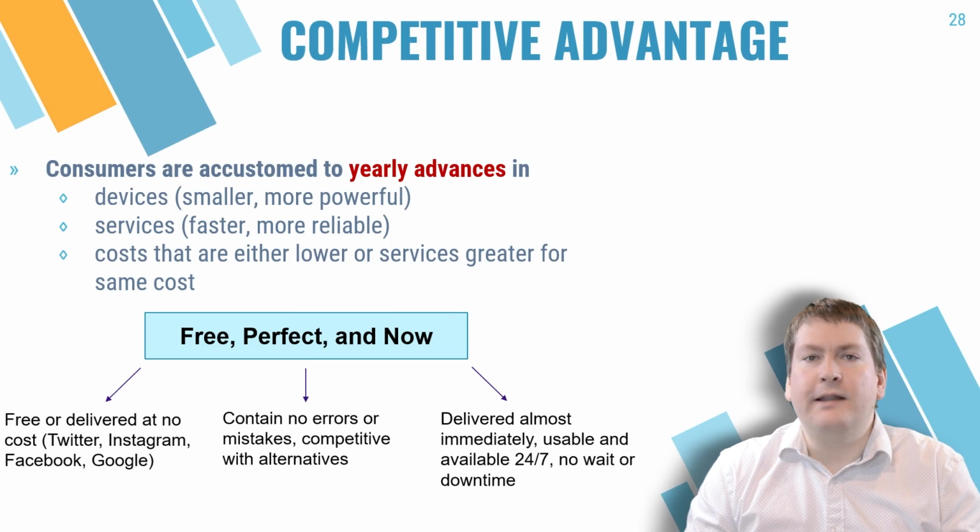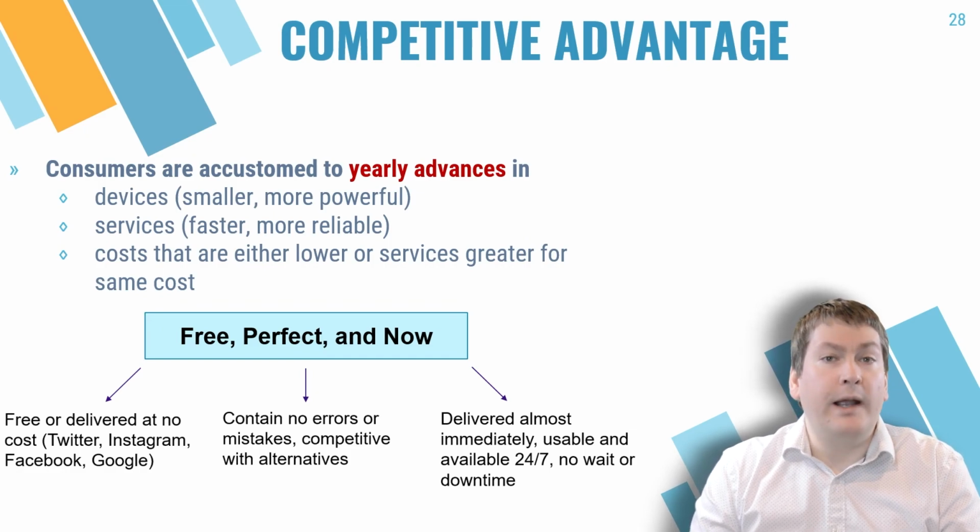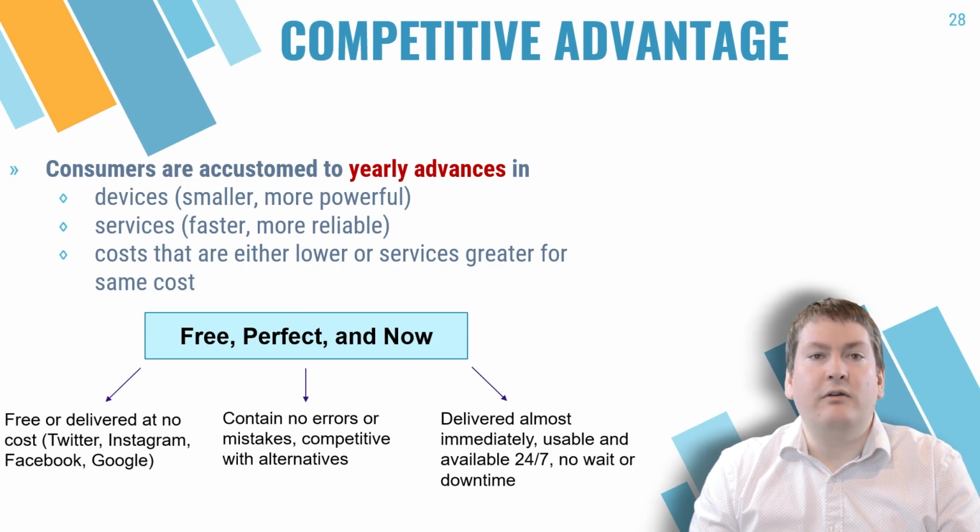So how does this relate to information systems? Well, consumers have been accustomed to yearly advances in technology and service. They expect it to be free or low cost, such as Gmail or Facebook. They expect high quality service that makes no errors or mistakes, and they want it right now, with little wait. It's not hard to see these trends in real life. Take, for example, the case of Amazon.